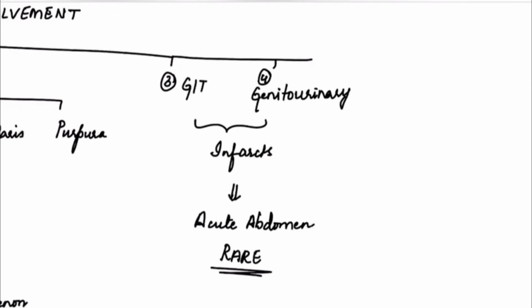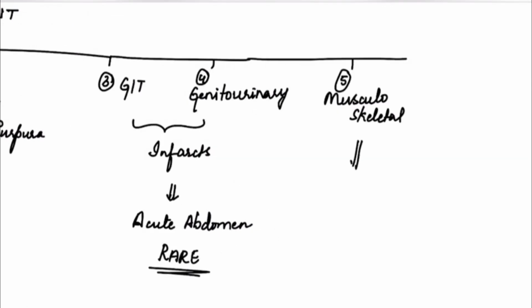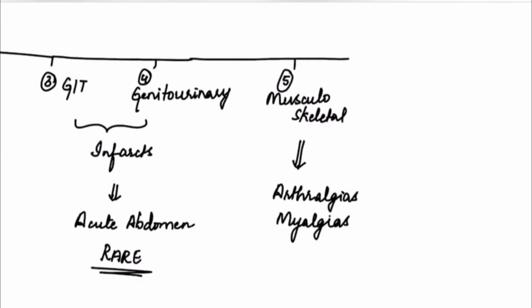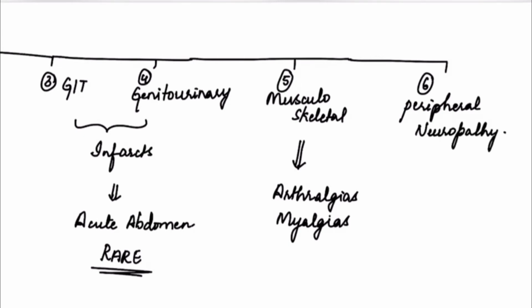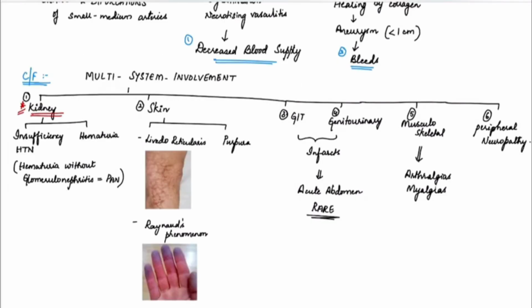The next one is musculoskeletal involvement. So decreased blood supply to the musculoskeletal system presents with arthralgias and myalgias. Similarly, decreased blood supply to the peripheral nerves present with peripheral neuropathy. So this is about the clinical features of PAN.